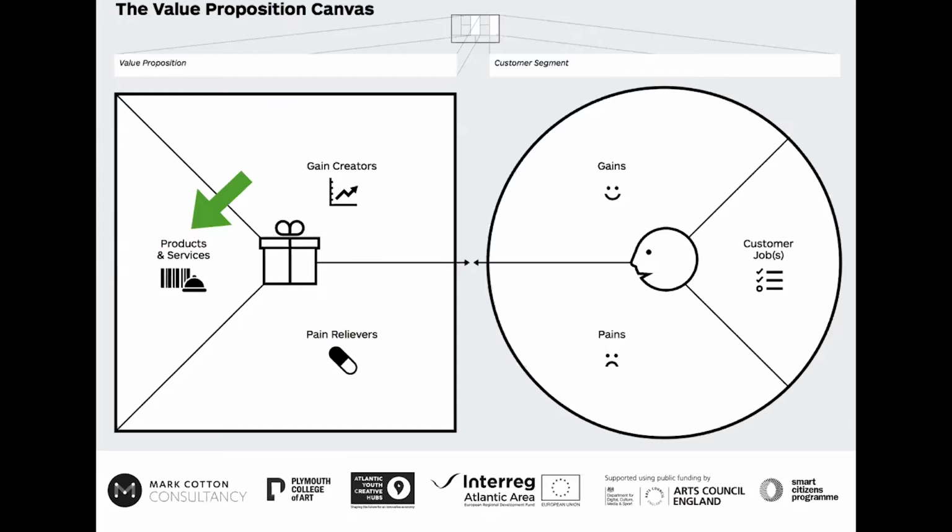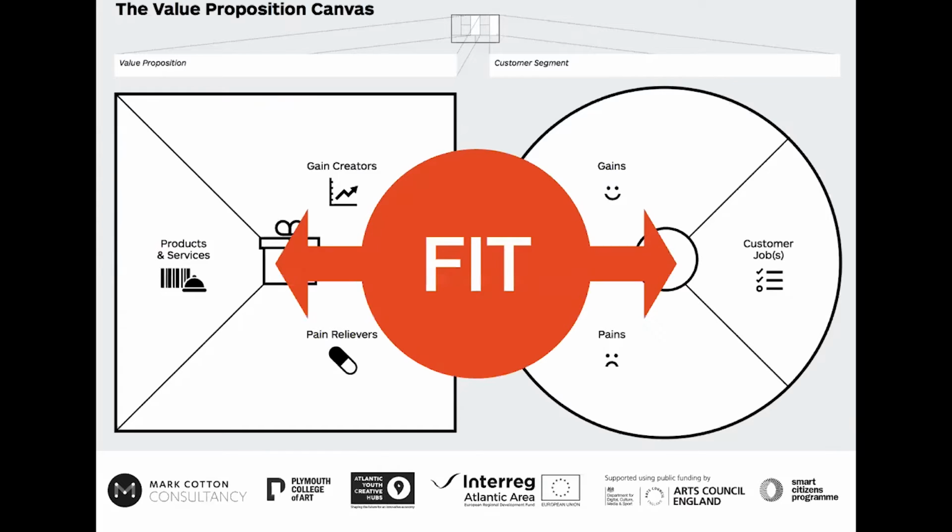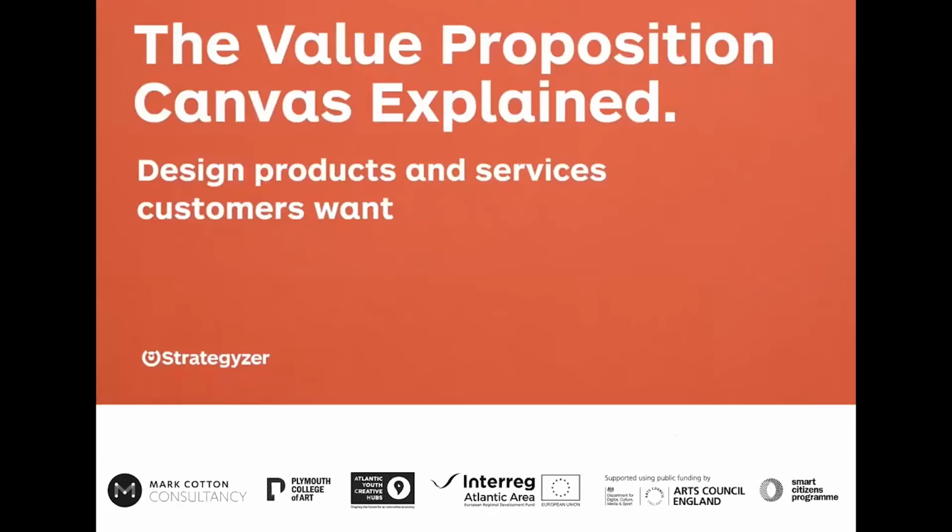We start by listing the products and services that make up your value proposition. We then look at the gain creators, which describe how these products and services create the gains for your customer. And also then the pain relievers, which describe how your products and services alleviate your customers' pains. You achieve a fit when your value map meets your customer profile, when your products and services produce pain relievers and gain creators that match the jobs, pains, and gains that are important to your customers.